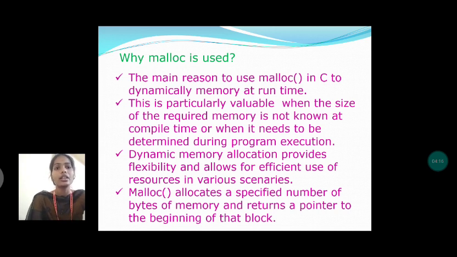Why malloc is used? The main reason to use the malloc function in C is to allocate memory dynamically at runtime. This is particularly valuable when the size of the required memory is not known at compile time or when it needs to be determined during program execution. Dynamic memory allocation provides flexibility and allows for efficient use of resources in various scenarios. The malloc function allocates a specified number of bytes of memory and returns a pointer to the beginning of that block.